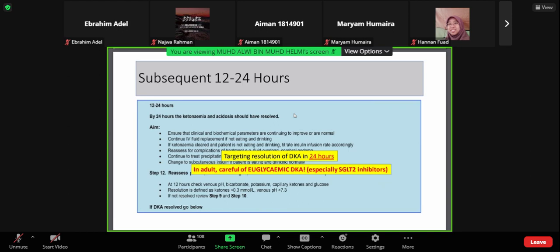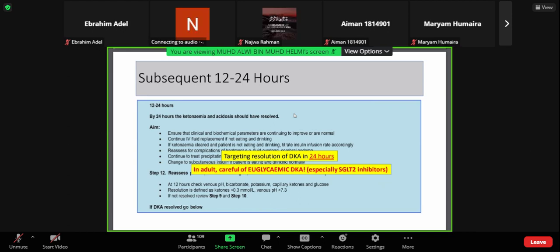So when to change from infusion to subcutaneous insulin? Number one, you have to make sure there's no more ketonemia, no more acidosis, especially acidosis. Once there's no more acidosis and the pH is normal, at least more than 7.3, then you can start to shift from infusion to subcutaneous insulin. But you need to overlap for at least one hour. That's all. Any questions?